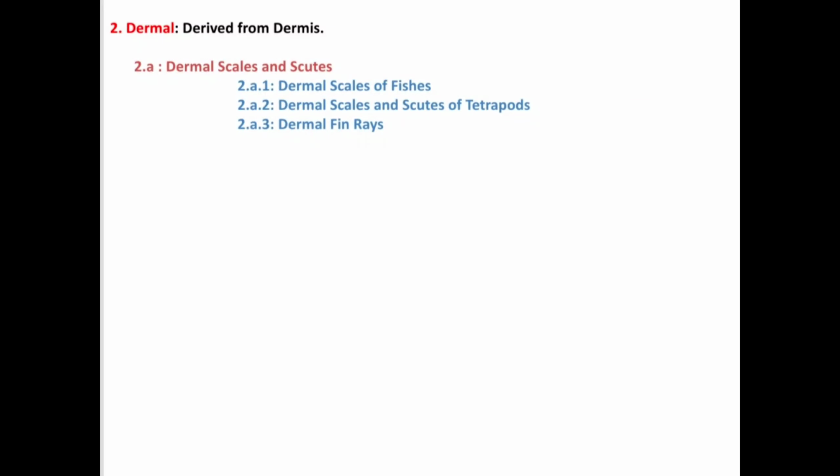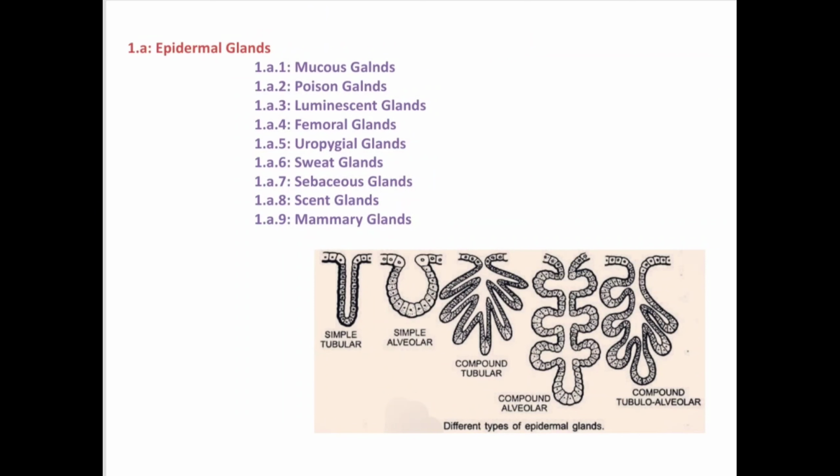First we will be taking epidermal derivatives, and the first one that we will be discussing is epidermal glands. The glands of the integument are epidermal glands. They are formed by the Malpighian layer of the epidermis. They often invade the dermis. They may be unicellular or multicellular. They may be simple tubular, alveolar, compound tubular, compound alveolar, or compound tubulo-alveolar, as you can see in the slide here.